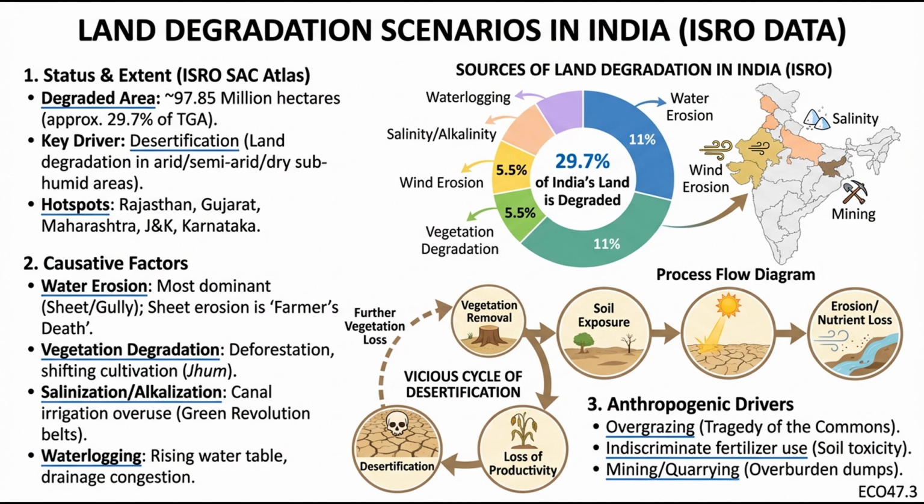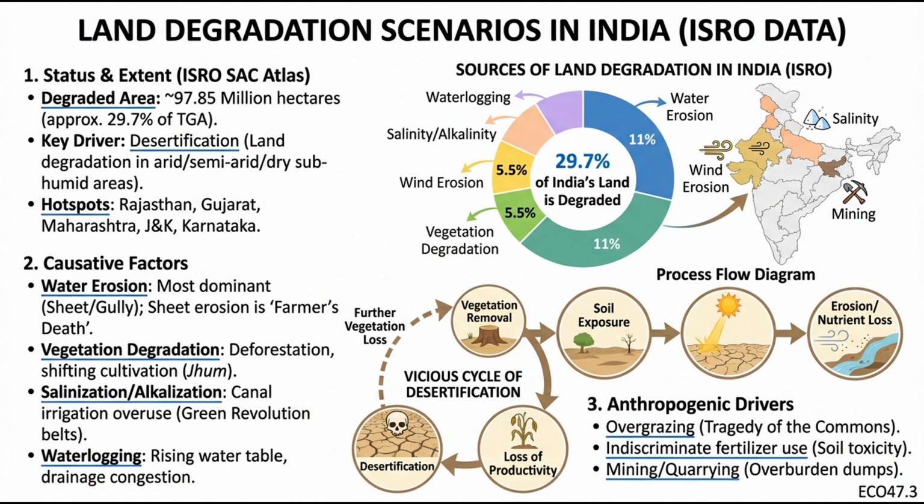Let us analyze the causative factors shown in the sources of land degradation pie chart. The most dominant culprit is water erosion, accounting for the vast majority of damage. Within this, sheet erosion is often called the farmer's death. Why use such a fatalistic term? Kyunki sheet erosion removes the topmost fertile layer of soil evenly, like peeling skin. It is so subtle that it often goes unnoticed until the land becomes barren.